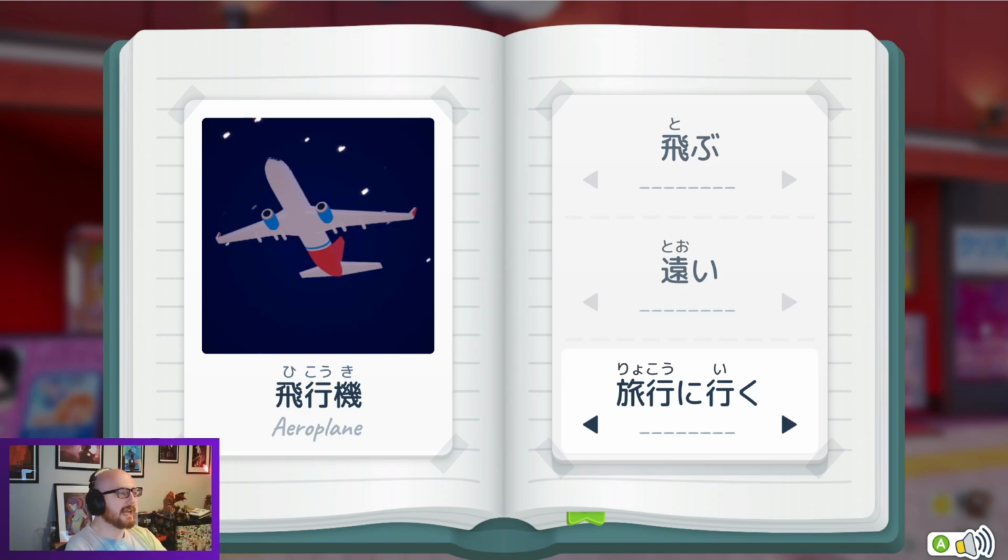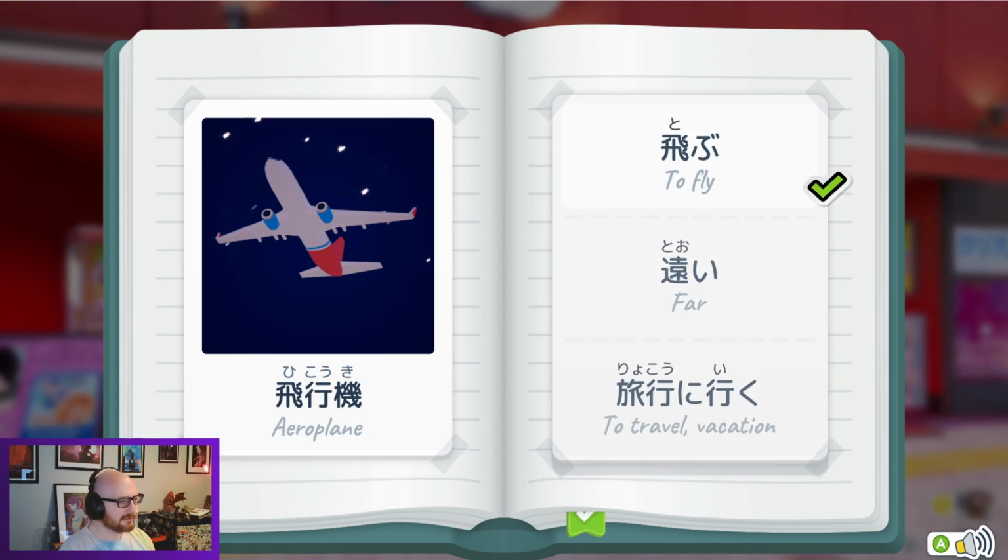So if I want to tell someone to fly, up top there, tonde kudasai. Please fly. Weird thing to say, but ryokou ni itte kudasai. You should travel. Go travel. I'm telling you, please travel. Relax a little bit. All right, let's go ahead and match these up.